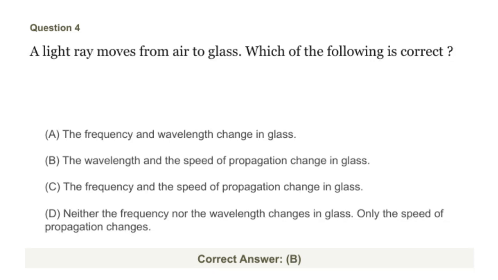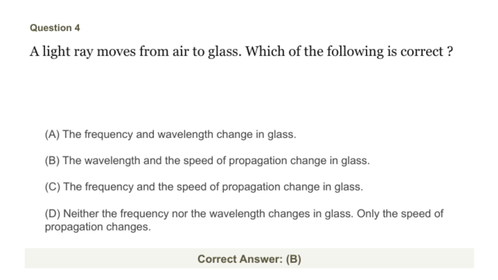Let's look at the correct answer here, which is option B. When a light ray moves from air into glass, what actually happens? Well, the key point is that the wavelength and the speed of the light change as it enters the glass. The frequency of the light, however, remains constant because it's determined by the source. So, the wavelength gets shorter, and the speed decreases due to the denser medium.